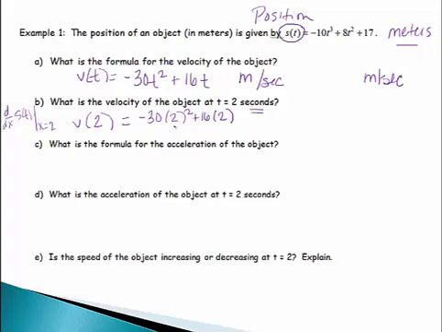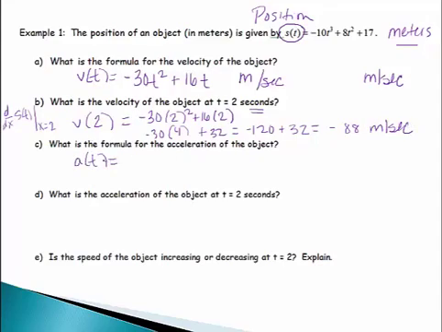All right, so 2 squared is 4. So negative 30 times 4. Go ahead and subtract these. And so my function is up here. Remember my units are meters per second. So my velocity at time 2 would be in meters per second.